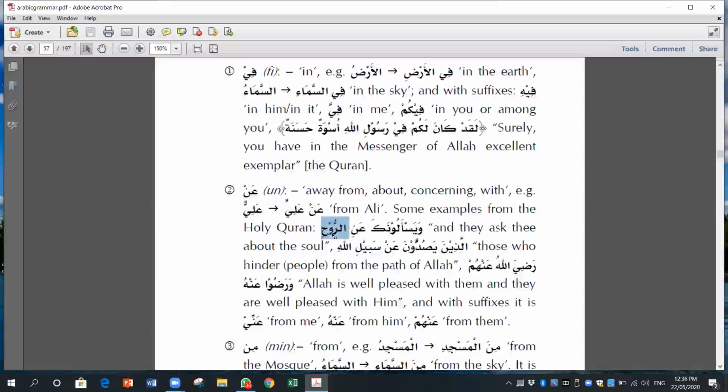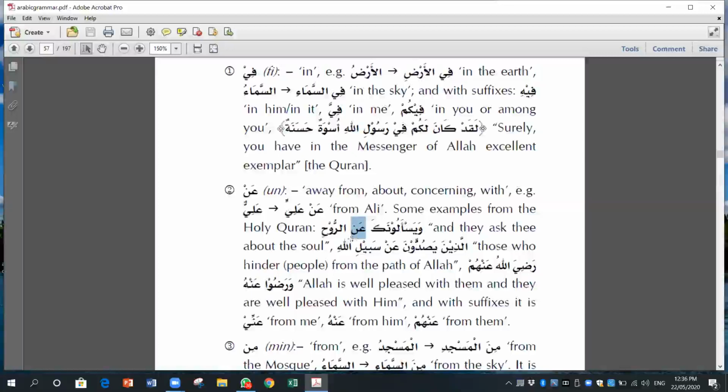It's a proper noun. And now I tell you that nouns always by default carry dhamma. If there is a kasra or a fatha, there will be some reason. So if I ask you now, I will start asking you the reasons. Why is there kasra? Due to this, because of an.